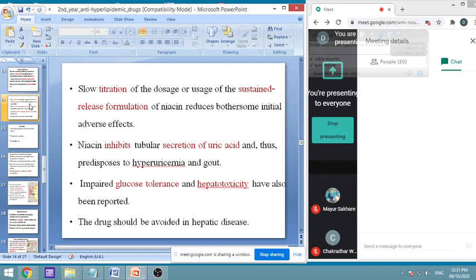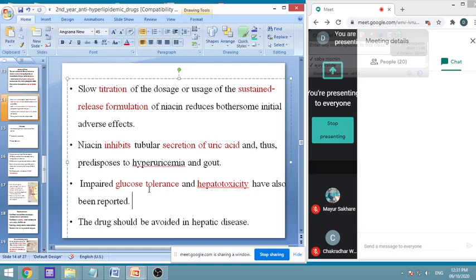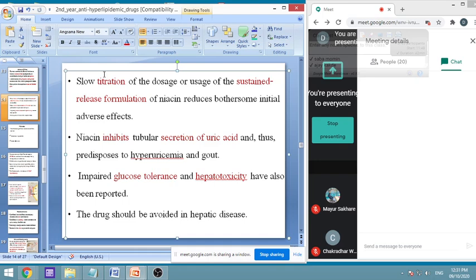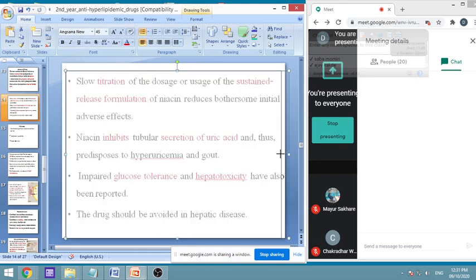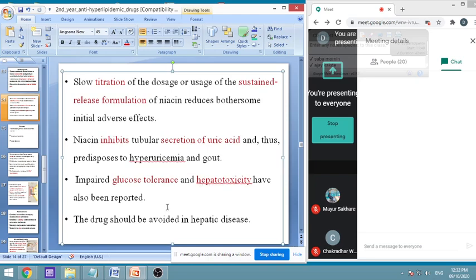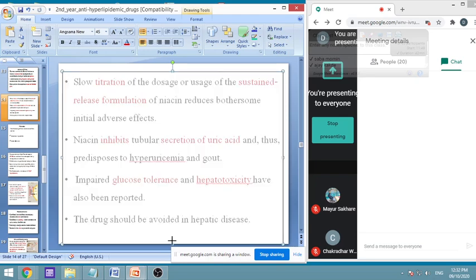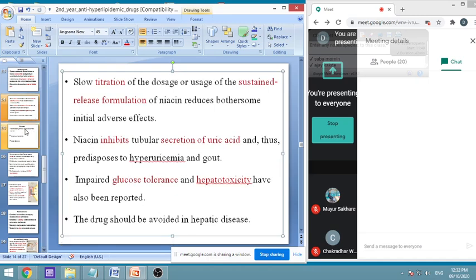Then niacin inhibits the tubular secretion of uric acid, and it can cause hyperuricemia and gout. So this is another problem it can have: even if there is no gout, it can bring out gout in persons. It can cause impaired glucose tolerance and hepatotoxicity. It has also been reported, and the drug should be avoided in hepatic disease. Both this and the earlier one, statins, have a similar problem, that as far as possible they should be avoided in hepatic conditions.